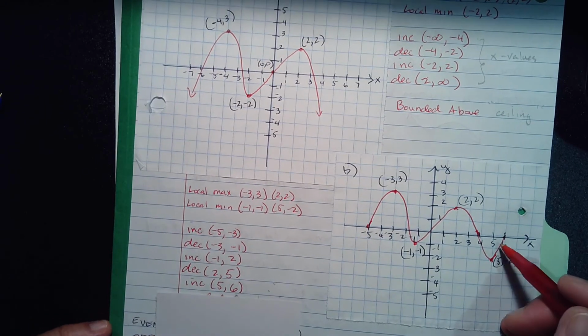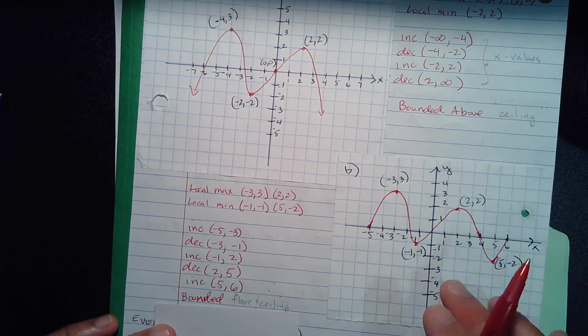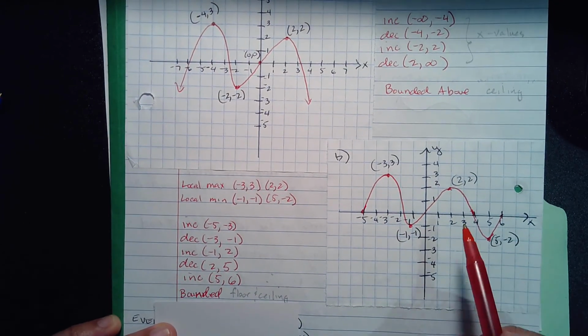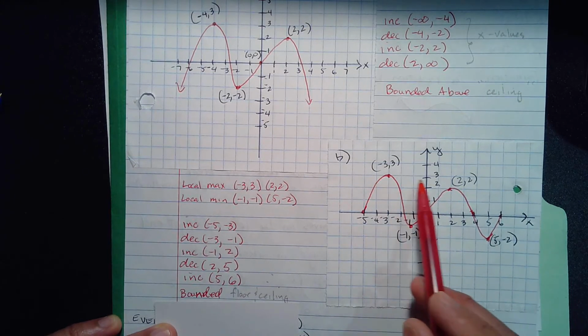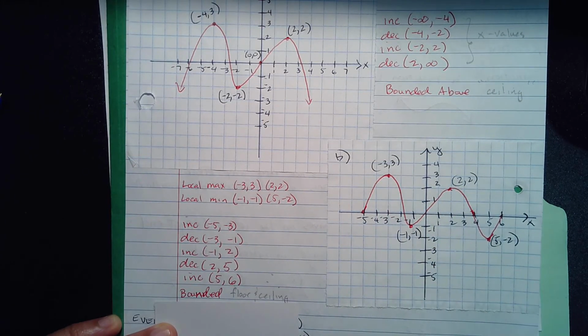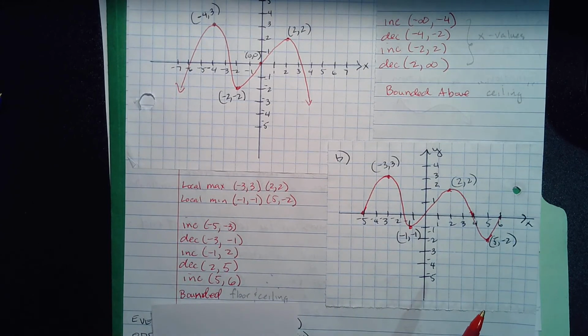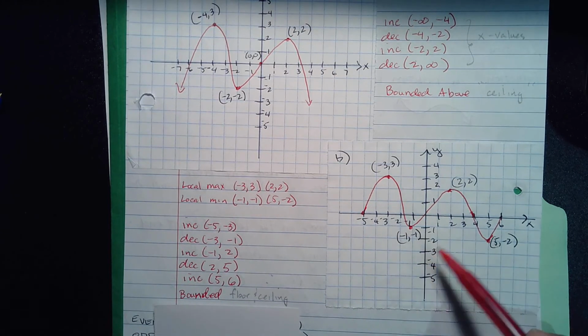Here, this is bounded. It's bounded because it has a ceiling and it has a floor. So it's bounded because it's bounded above and bounded below.